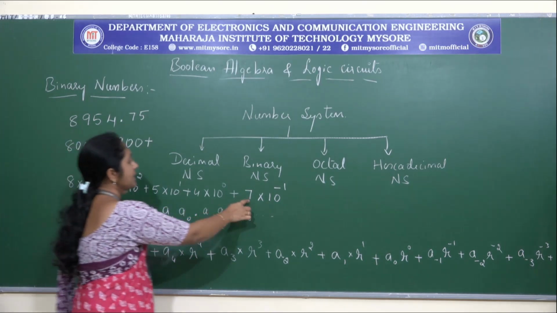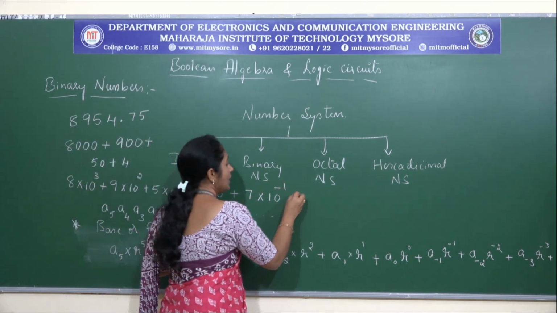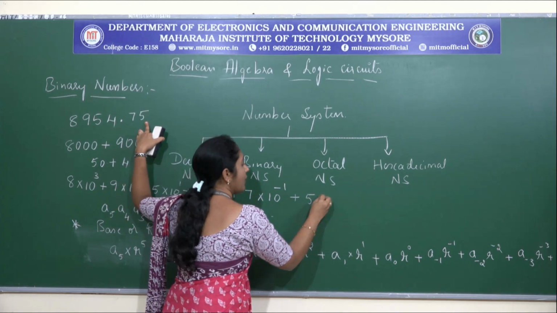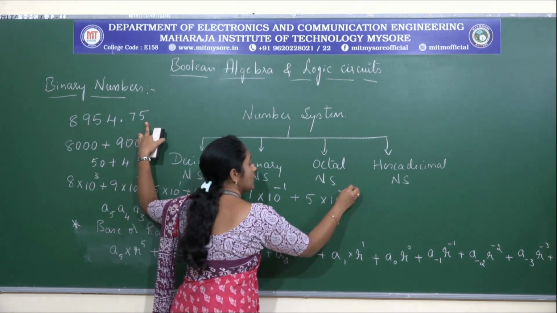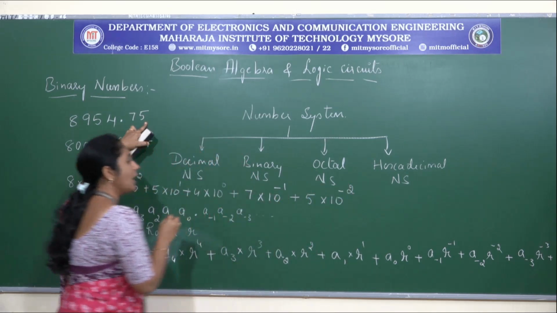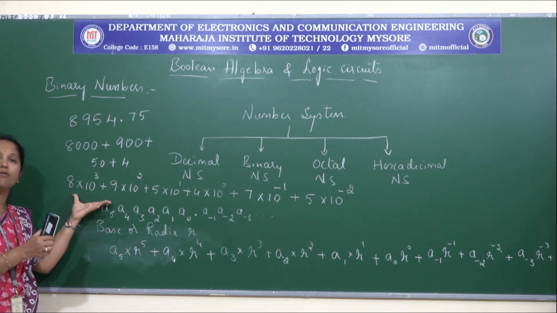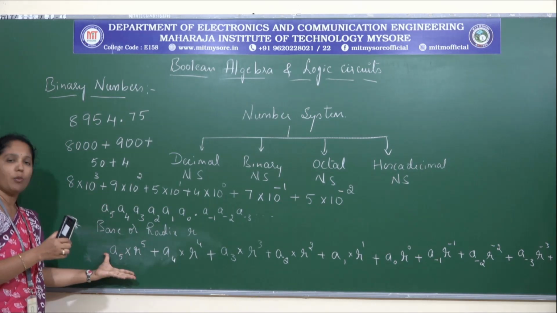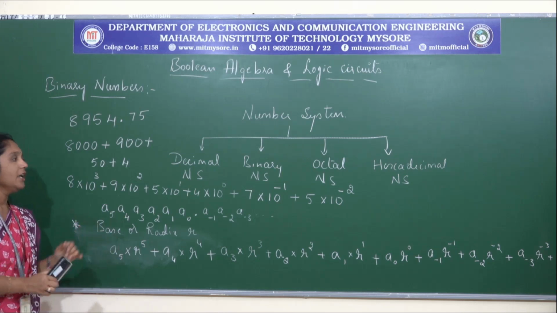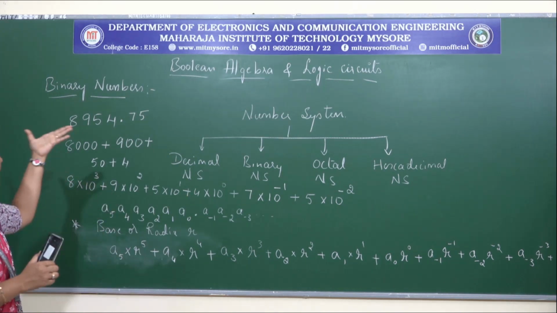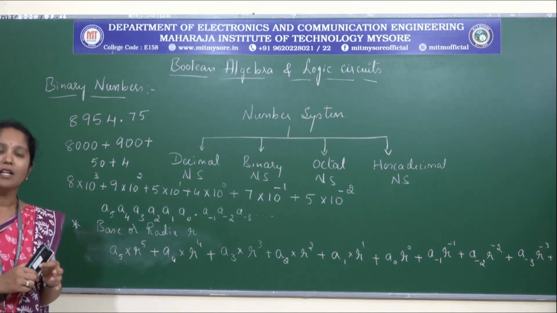So here we have 7 into 10 power minus 1. Next will be A minus 2. A minus 2 is 5. Then it will be multiplied by 10 power minus 2. So this is how we represent, or write, the expanded form using the general equation. Fine? Yes. Now, we need to discuss binary numbers, because the topic we have taken is binary numbers.